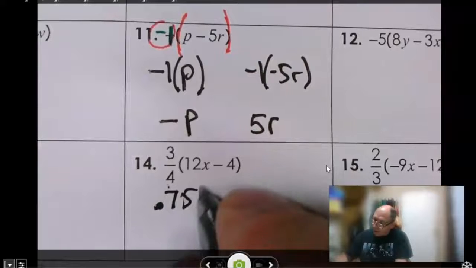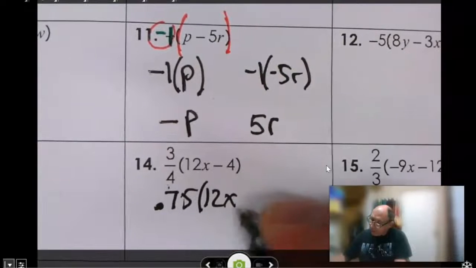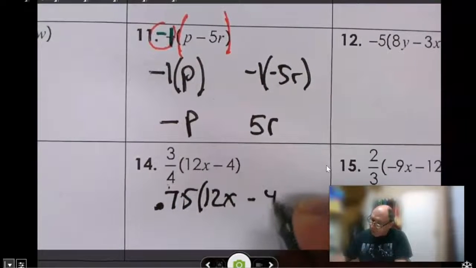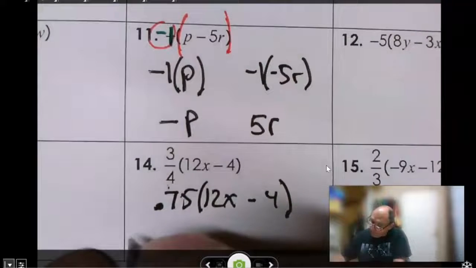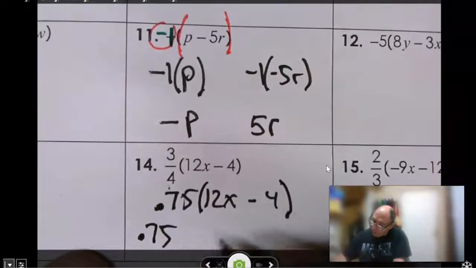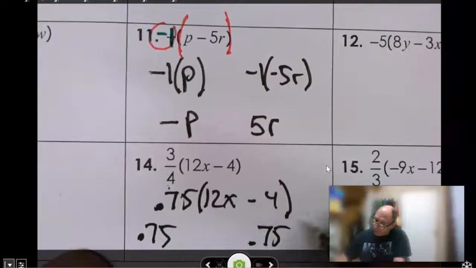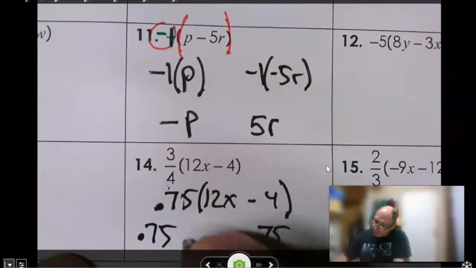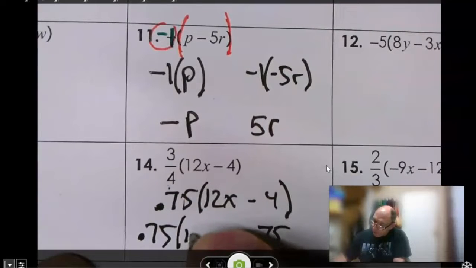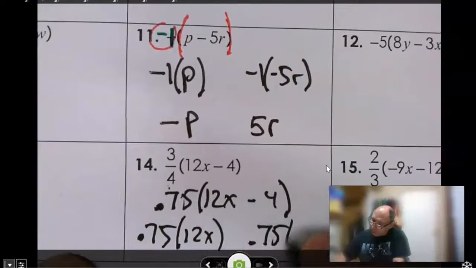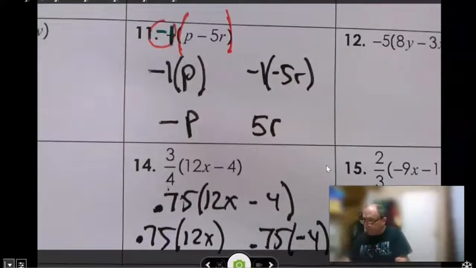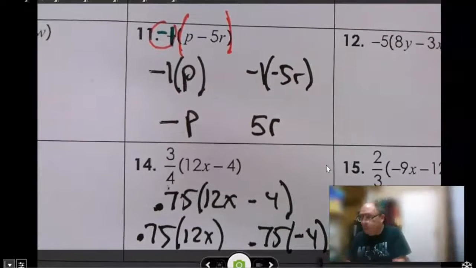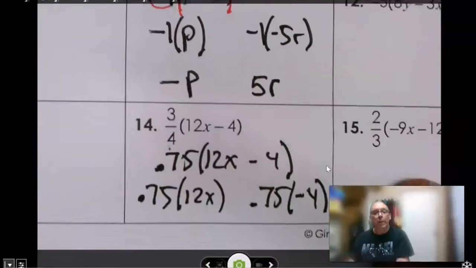And so I've got 0.75 times 12x minus 4. And so when I distribute this, I'm going to have 0.75 distributed to both items. And I'm going to get 0.75 times 12x and 0.75 times a negative 4. And when I multiply this out, I'm going to have to explain this when I come back. I'm not going to go into it right now, but that's the thinking I want.